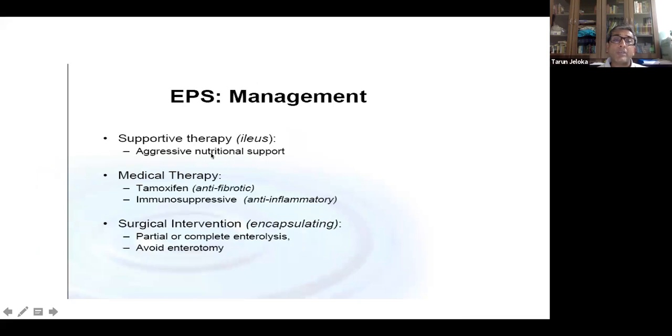Management is mostly supportive, aggressive nutritional support, shift onto hemodialysis. Sometimes antifibrotic agents like tamoxifen, immunosuppressives like steroids have been tried.